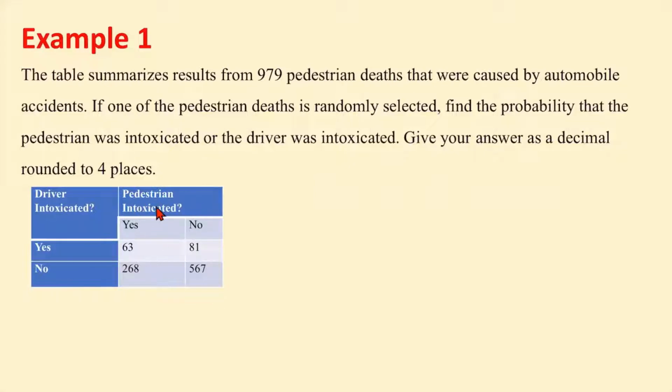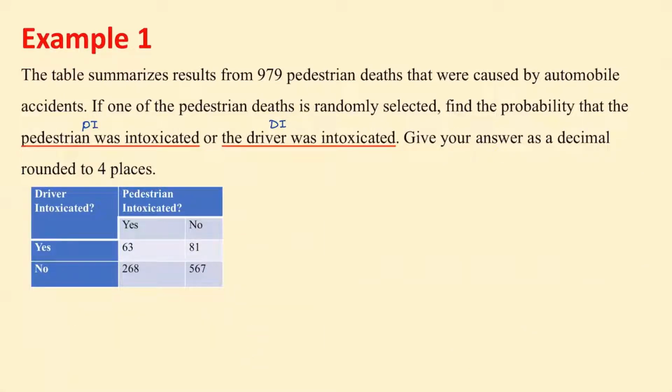And on this side, we have the pedestrian intoxicated. Is the pedestrian involved in the accident intoxicated or not intoxicated? So that is the data here. What we are asked to do is find the probability that the pedestrian was intoxicated, I'll write PI, pedestrian intoxicated, or the driver was intoxicated. I can write driver intoxicated like this. And once we perform the calculation, we are asked to give the answer to 4 decimal places.